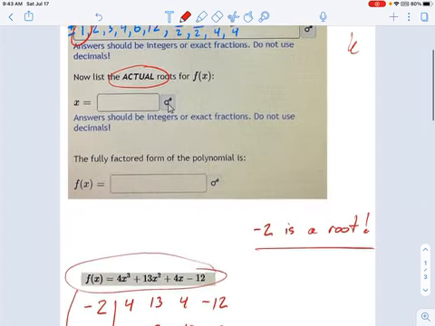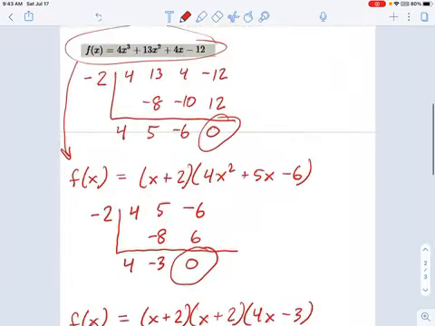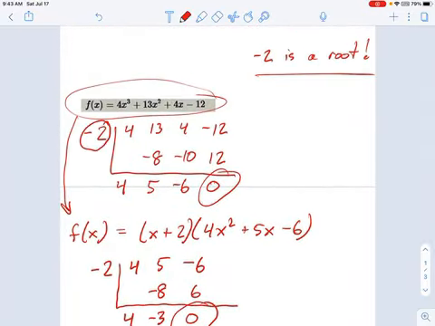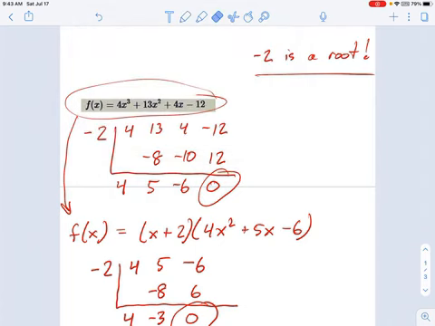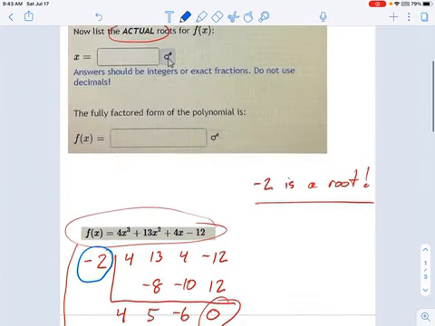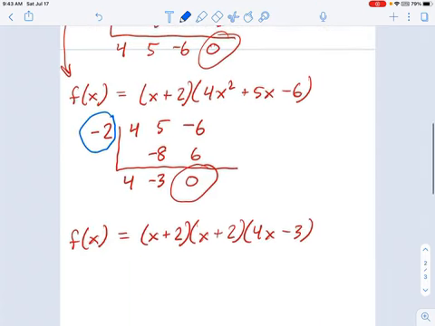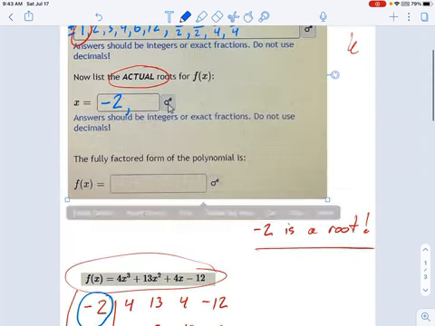Now, what was this question asking for in the beginning? Oh, we want the actual roots. Okay, so the actual roots of this are, well, negative 2. Okay, let me circle these in blue. Negative 2 is one of our rational roots, and negative 2 is another rational root. So do we enter it twice? No, it's just negative 2. And what's the last rational root? Well, it is going to be 3/4. Okay, from that last factor right there.